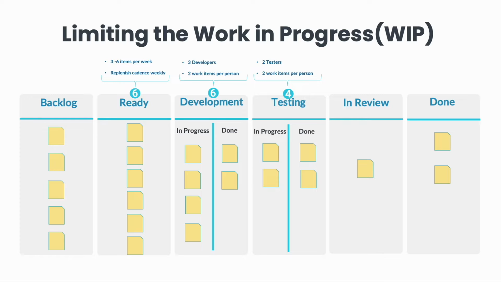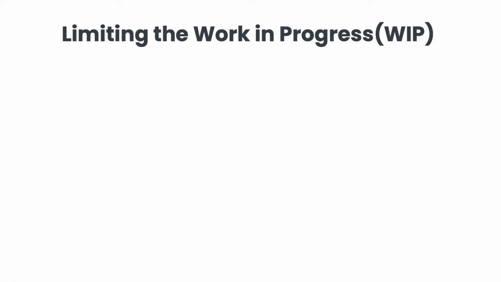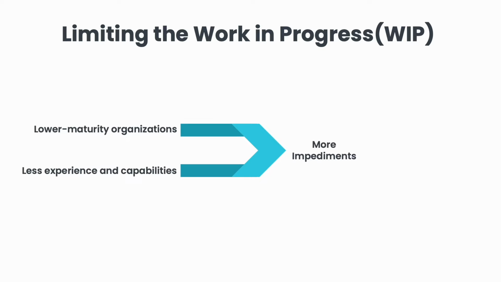WIP limits are important, but if you choose overly tight limits, it could put excessive stress on your organization, especially if your team is new to Kanban. What I found in my career is that lower maturity organizations with less experience and capabilities will have more impediments. Usually in this scenario, having too many impediments could cause your team and work to grind to a halt, resulting in team members being idle. Having too many people idle all the time could result in higher management blaming the Kanban process as the issue.